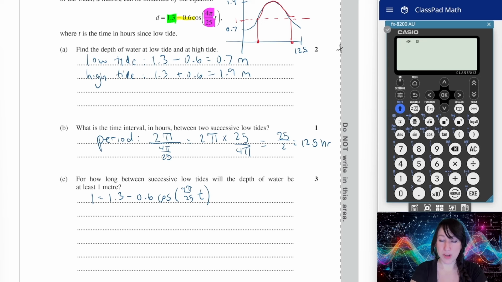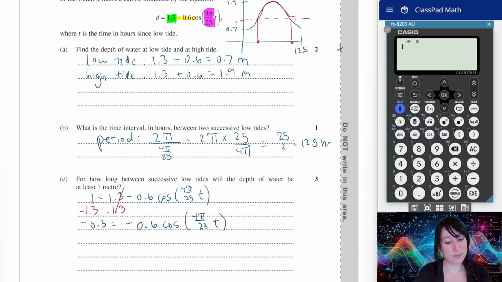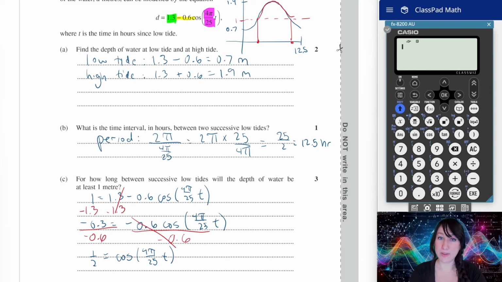First, we might subtract 1.3. Then divide by negative 0.6. So we get 1/2 equals cosine of 4 pi over 25t. Next, we're going to find the angles for which cosine equals 1/2.